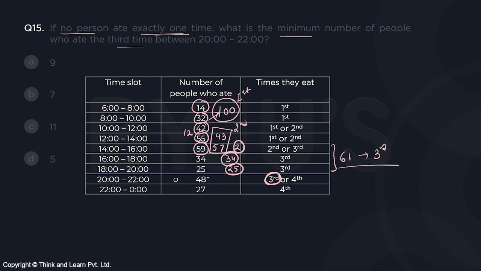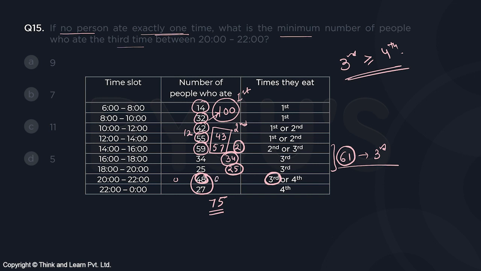The reason? 48 plus 27. How can 75 people eat for the fourth time when only 61 have eaten for the third time? As we have discussed before as well, people eating for the third time should be greater than or equal to the people eating for the fourth time. So therefore, out of these 48 people, some will have to eat for the second time, third time as well.